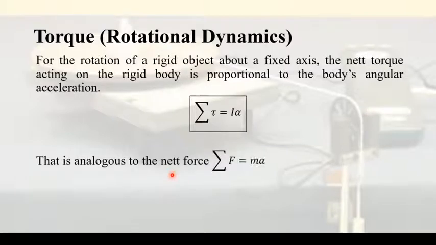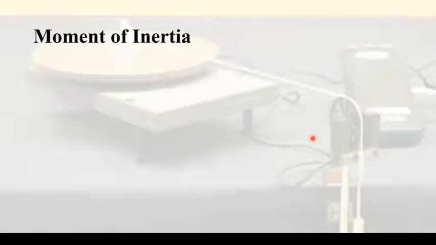And this equation is actually analogous to Newton's second law, summation F equals ma. Meaning that when you compare these two equations, torque is analogous to force, I is analogous to the mass in linear motion, whereas alpha is analogous to the a in linear motion. So if you have another equation from linear motion that consists of m or a, you can replace it with I and alpha. If it consists of F, then you can replace it with torque because they are analogous to each other.